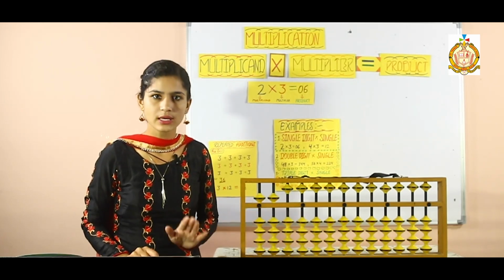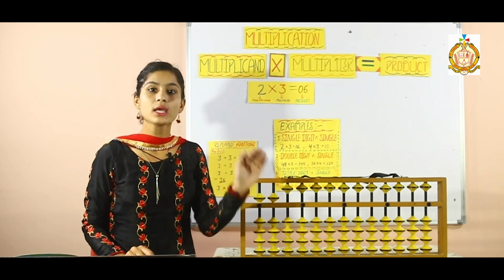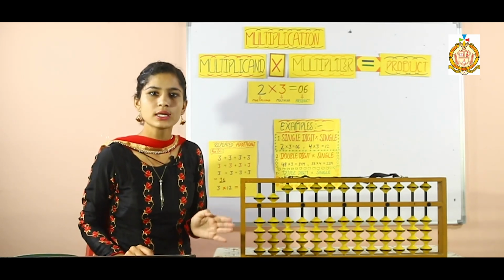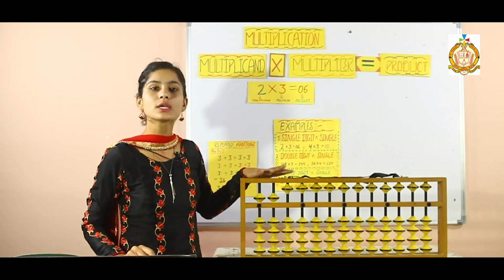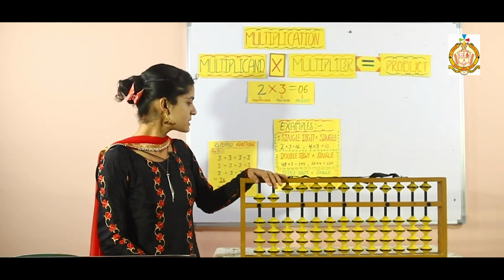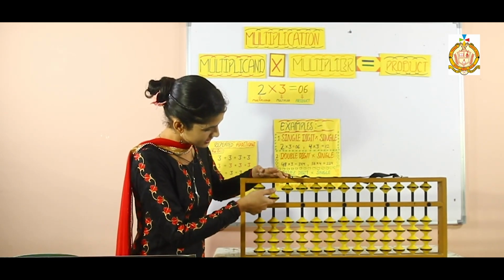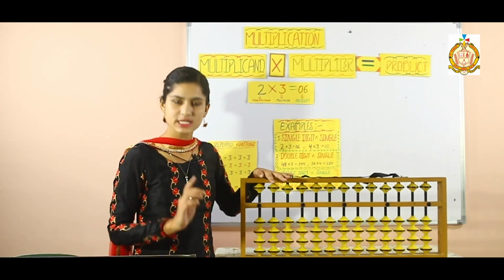Multiplier will always be single here in multiplication, whatever the concept in your syllabus. Only the multiplicand will change, but the multiplier will be only a single digit. So the next sum is triple digit into single digit. The first sum is 931 into 4. First, clear it. 931 is the multiplicand.